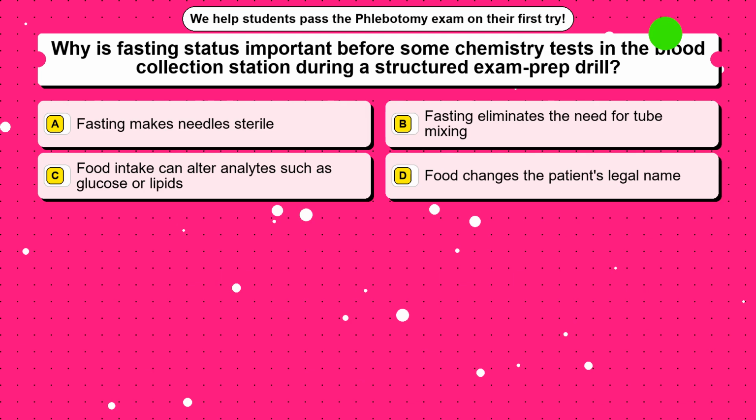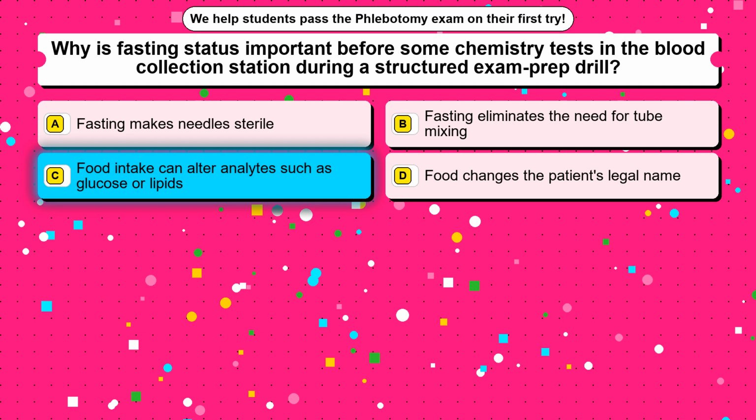Question 66. Why is fasting status important before some chemistry tests in the blood collection station during a structured exam prep drill? Option A. Fasting makes needles sterile. Option B. Fasting eliminates the need for tube mixing. Option C. Food intake can alter analytes such as glucose or lipids. Option D. Food changes the patient's legal name.